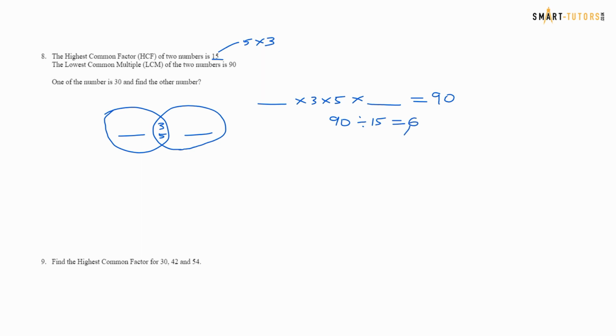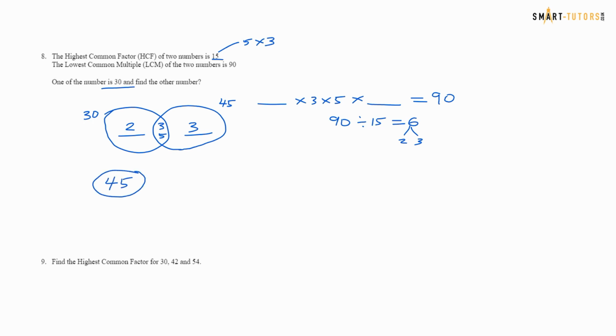6, only one option, 2 and 3. So 2 here, 3 here. You can put it the other way around, 3 and 2. So this number is going to be 2 times 3 is 6, 6 times 5 is 30. This number is 3 times 3 is 9, 9 times 5 is 45. They already give a clue: one of the numbers is 30, the other number is 45.